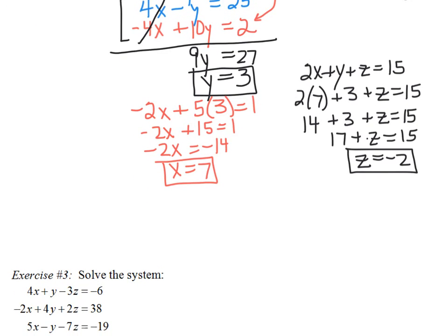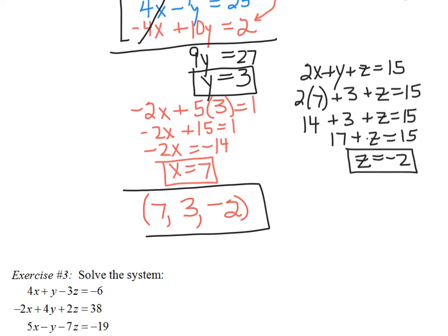When we write our final solution, we write it in the order of x, then y, then z. So my x answer is 7, y answer is 3, z answer is negative 2. So there is my final solution. Again, I can go back and substitute all 3 of those values in one of my original equations. In fact, you should substitute them into all 3 of the original equations to make sure that it works.